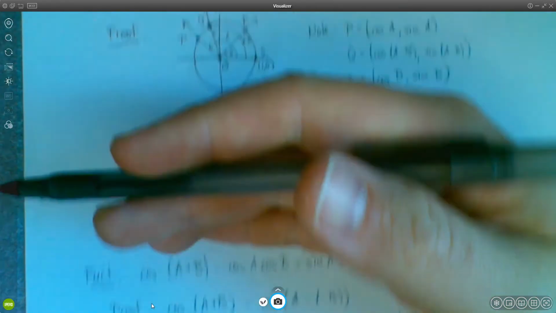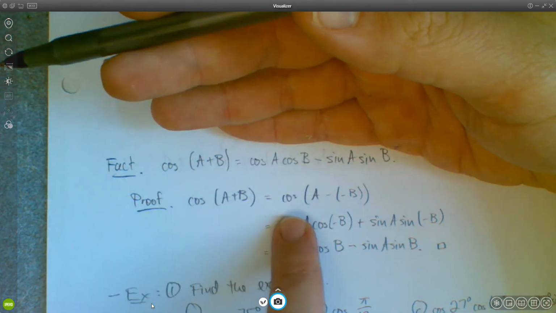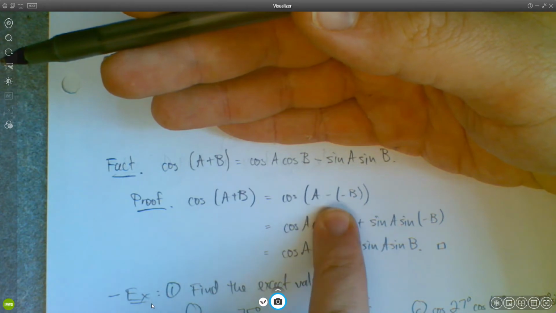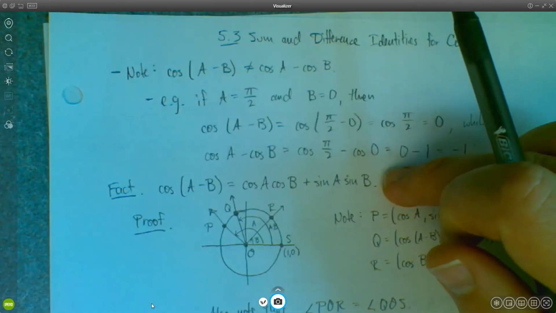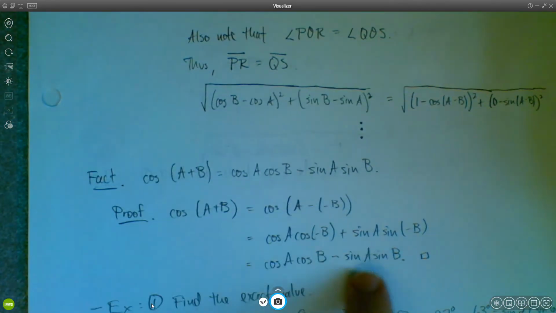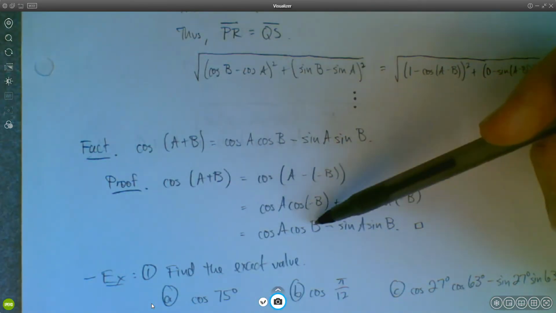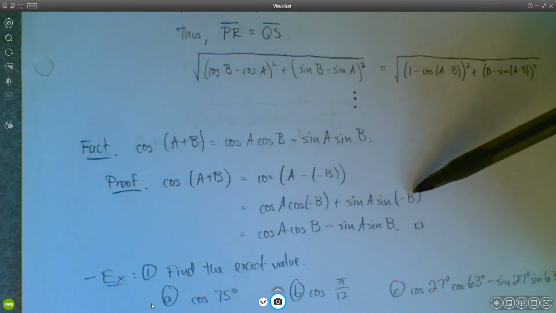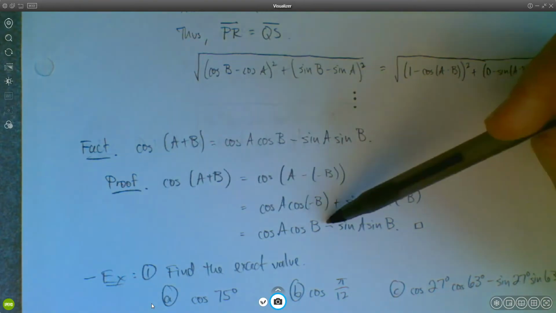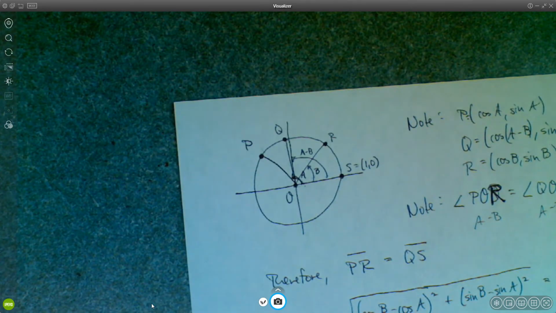And here's the proof for that. So the proof is really simple, right? We can just call cosine (A plus B) cosine of A minus negative B. And now you can apply this fact, right? You can say, okay, well, so then that's just going to be cosine A cosine negative B plus sine A sine negative B. And then remember, cosine is an even function, so cosine negative B is just cosine B. Sine is an odd function, so sine negative B is negative sine B. So I absorb this negative sign here. And that's that one. So let's practice applying those two facts now.